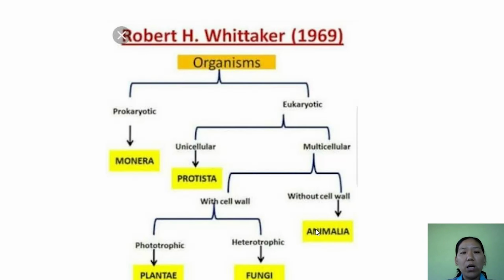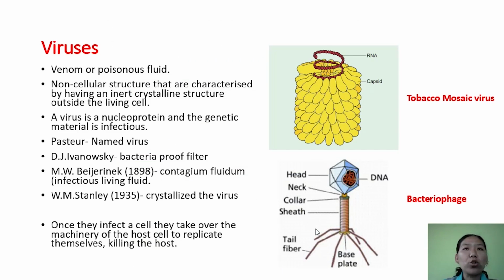Now, we have heard about viruses. Where are viruses placed in the 5 kingdom classification? Do they have a place? As you can see, they have no place in the 5 kingdom classification. Why do you think so? It is because viruses are non-cellular. These are subcellular structures, made up of only nucleic acid and a protein coat. This nucleic acid acts as the genetic material, and it can be either RNA or DNA. This virus is also called venom or poisonous fluid, and the name virus was given by Pasteur, and D.J.